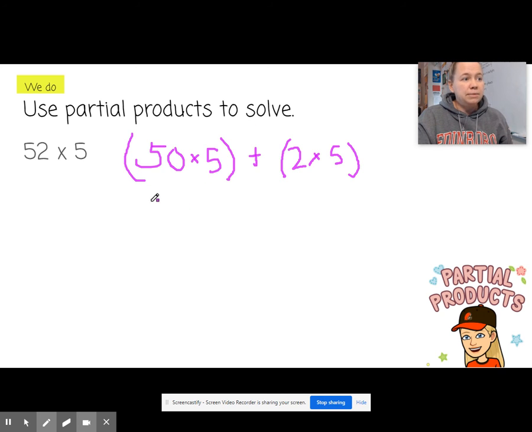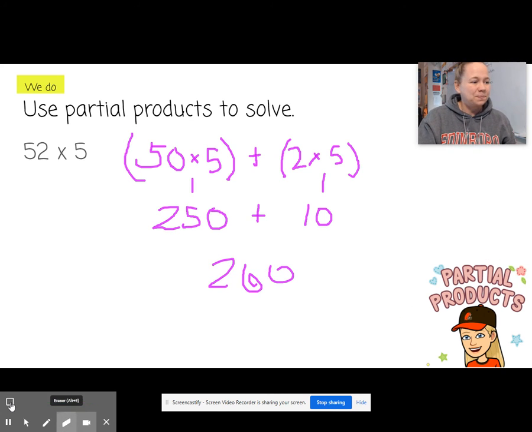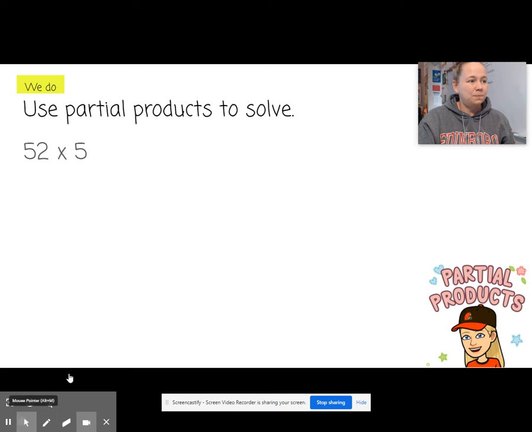So 50 times 5. Well, 5 times 5 is 25. And I need that placeholder 0. Plus 2 times 5 is, see how I'm just bringing this down, is 10. Oh, I can do this one in my head. 250 plus 10 is 260. You got it. Partial products.